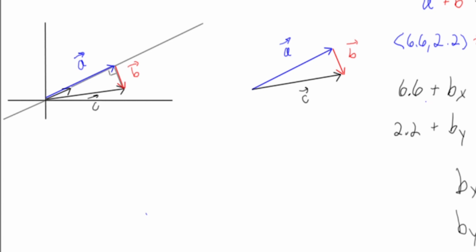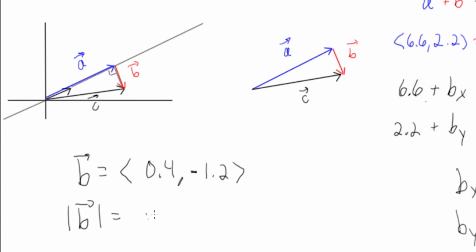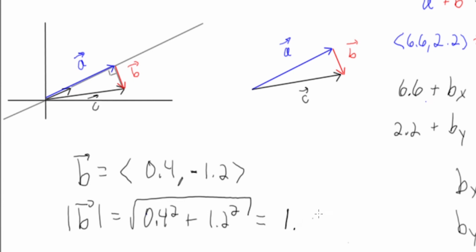Okay, but that's not the question. It says how far you walked. Okay, so that tells me that my new vector, which is b, is equal to 0.4, negative 1.2. I want to find the length of that vector, which we know is the magnitude. Okay, the square root of 0.4 squared plus 1.2 squared, and again, because we're squaring it, I'm not even going to worry about the negative sign there. 1.26 units. And that is the answer for part C.